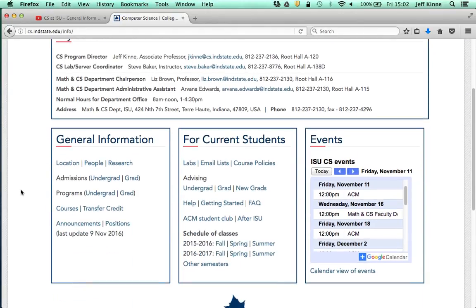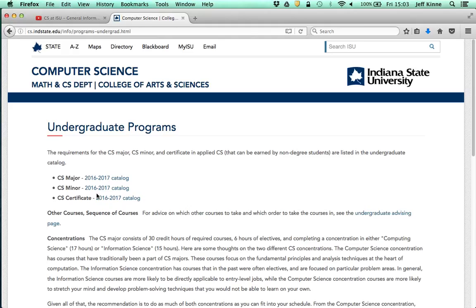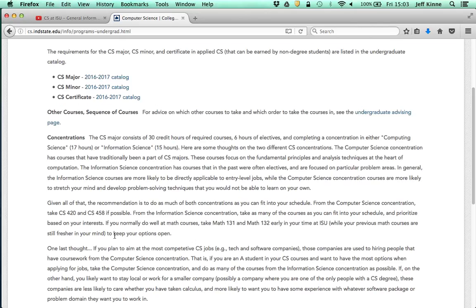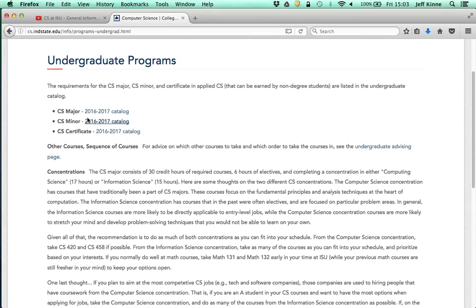and I'm going to click through some of this information that you can use to get information about what classes to take and when to take them. So if you're an undergraduate, I'm talking about the undergraduate major here, click on the program. There's some information about the concentrations. Let's look at the major first.